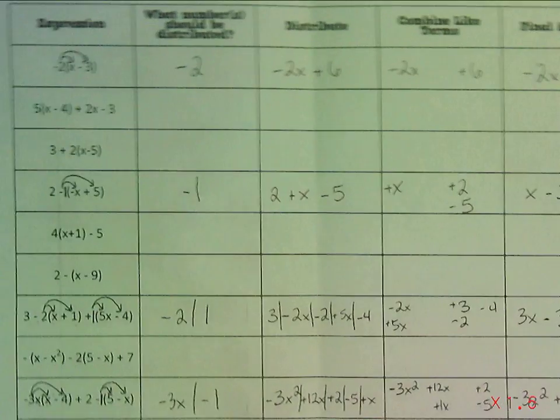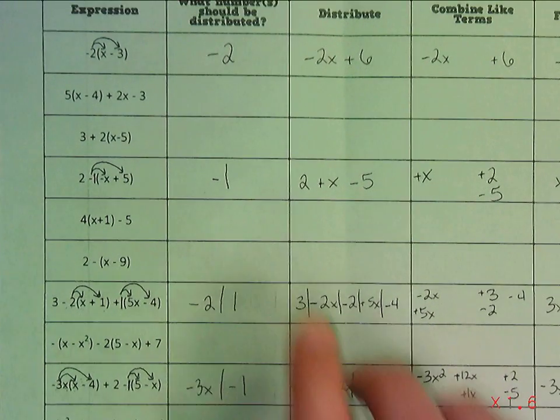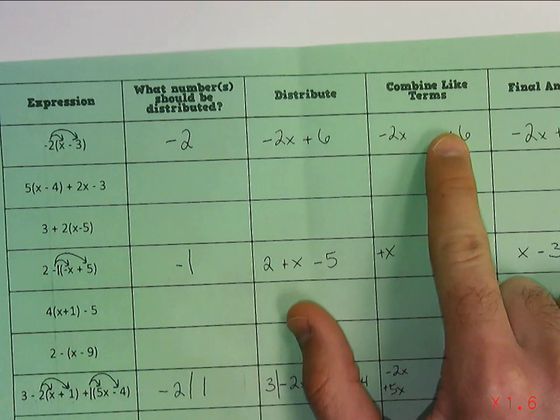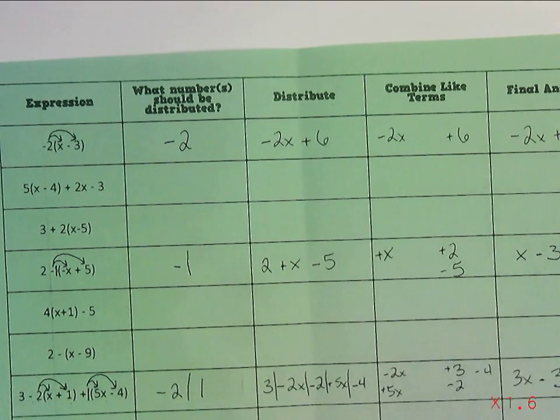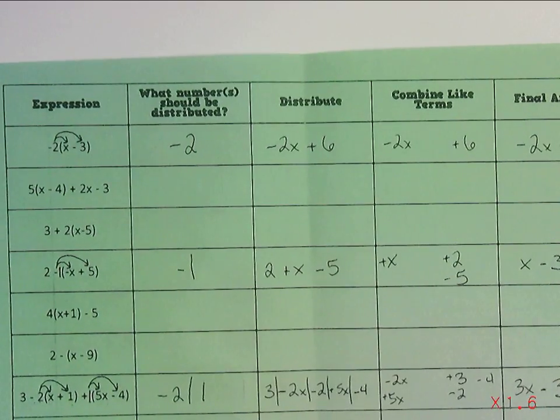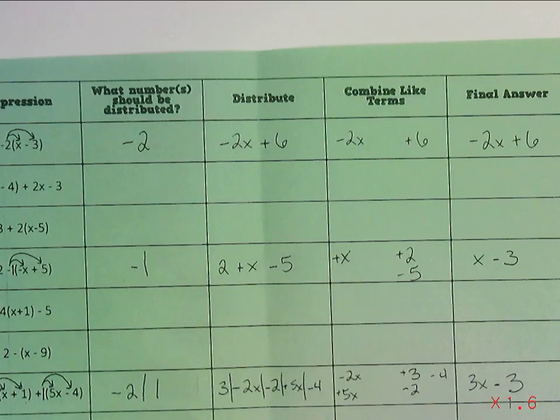So with the 6 problems that remain, what I want you to do is to try those, do each part here: what number should be distributed, distribute, combine like terms, and find the final answer. So what I'd do right now is pause the video, finish those 6 up, and then compare them to the answer sheet that I'll put up here in a couple seconds. And actually do try them so you get a little bit of practice with this before you fix your entry slip or you do your weekly assignment this week.